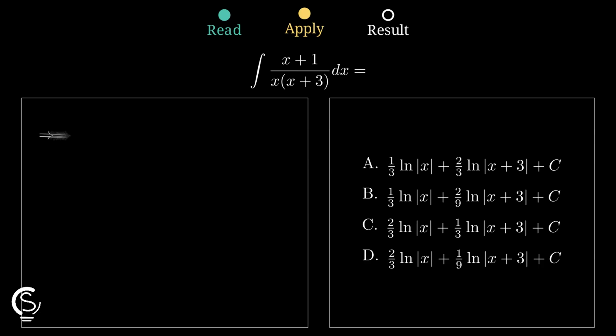Next, we solve for our constants by multiplying through. Setting x to 0 gives A equals 1/3, and setting x to -3 gives B equals 2/3. You got this!